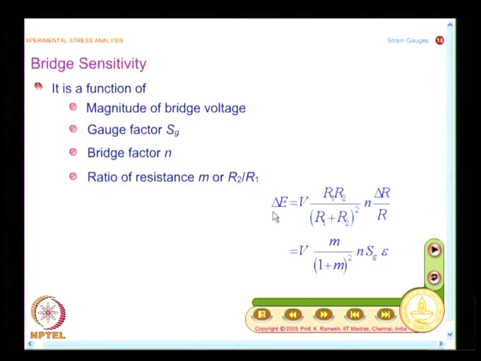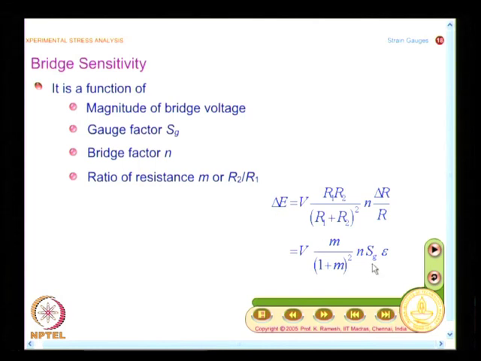and we write this expression delta E in a much convenient fashion. I have this as V into R1 R2 divided by (R1 plus R2) squared, and the long expression is replaced by N, which I call a bridge factor, and you are essentially measuring delta R by R, and delta R by R can be replaced by Sg into epsilon.